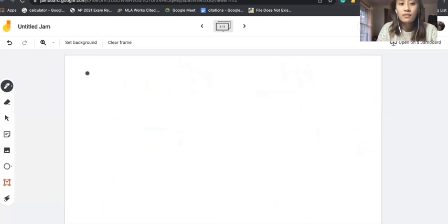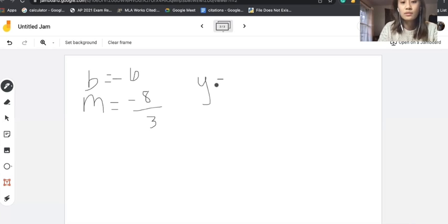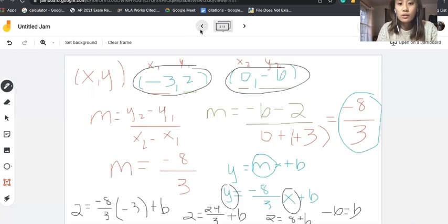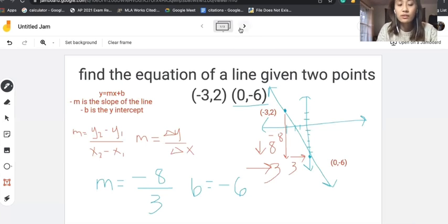So we basically found the values for b and our slope. So b equals -6. The slope we got, which is -8/3. And now we can write the equation. The equation is y equals mx plus b. So plus -6 is the same thing as subtracting 6. So this is our equation of the line that passes through the 2 points, (-3, 2) and (0, -6).